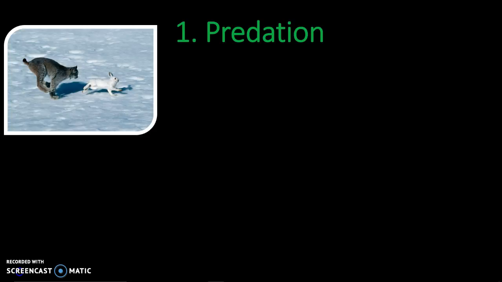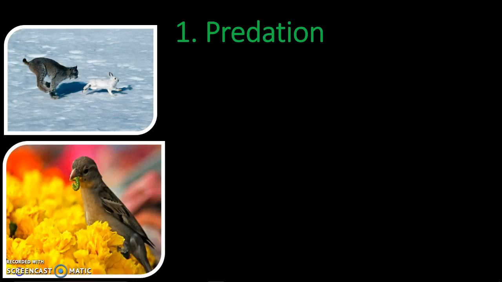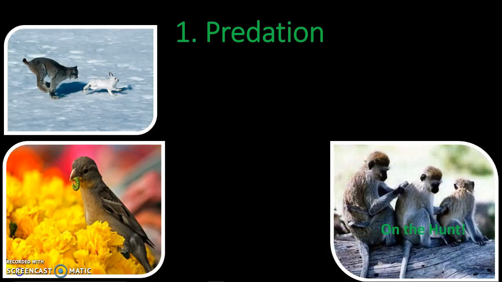Now, predation doesn't always have to involve a predator that has these big, grandiose predator adaptations like fangs or claws. Technically, this would be considered predation itself, this little sparrow consuming a caterpillar. We could even look at this technically being predation with predators on the hunt, as these monkeys are sifting through each other's fur looking for insects.